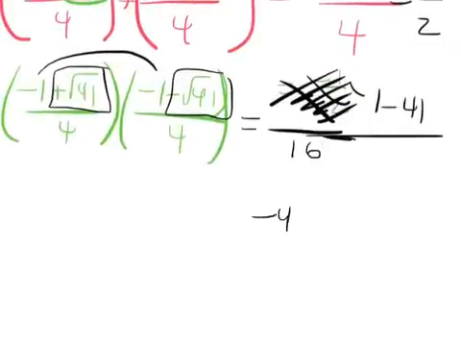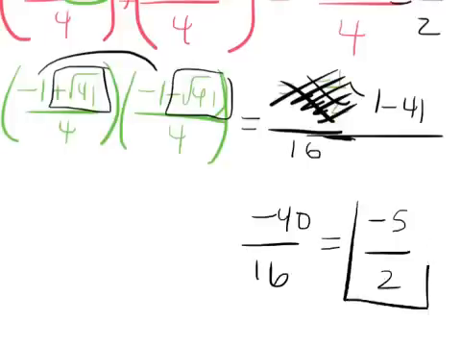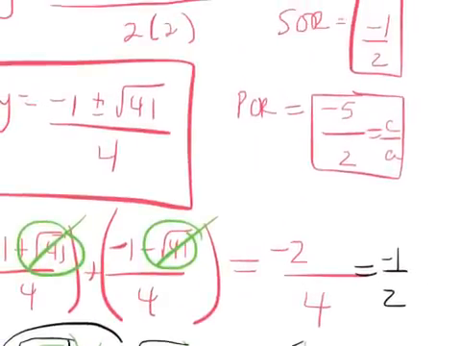So it's going to be negative 40 over 16. Well, those are both divisible by 8. This becomes negative 5 when you divide it by 8. This becomes 2. So c over a should be negative 5 over 2 for the product of roots. And take a look. Negative 5 over 2 for the product of roots.